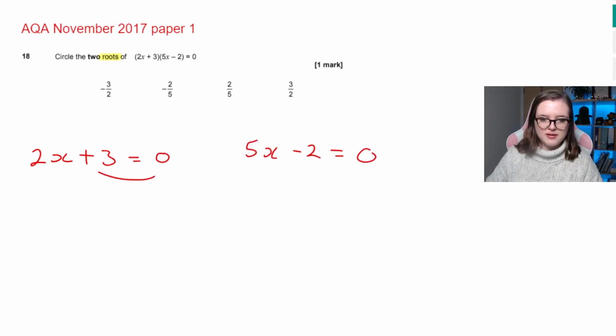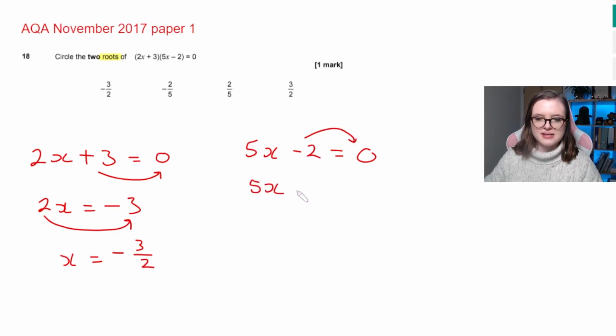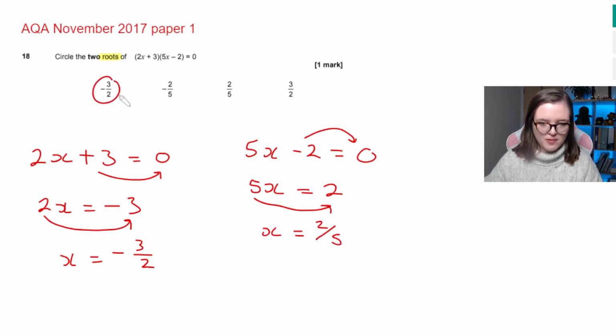Then take 3 over there, we then get 2x equals minus 3. Then divide by 2, x is equal to minus 3 over 2. And then add 2 over there. 5x is equal to 2, and then divide by 5, x is equal to 2/5. So where are these? So we have minus 3 over 2, that's that one, and 2/5, that's that one. There we are, that would be 2 marks.